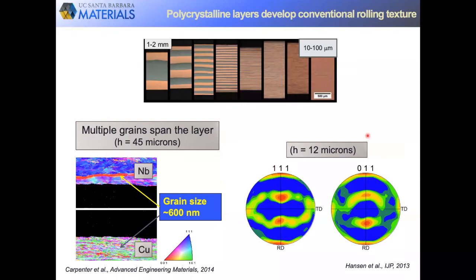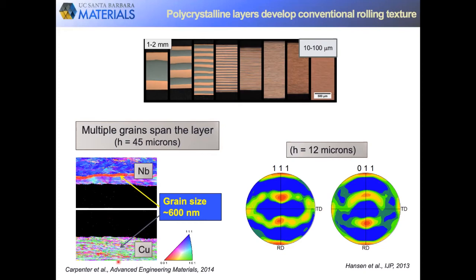So let's look at what happens after 7 passes. After 7 passes, over thousands of percent strain, the individual layer thicknesses have now reduced down to below 100 microns. They still are distinct layers, and within every layer here, we still have multiple grains spanning the layer. For instance, in this case where this individual layer thickness is 45 microns, we can make out grain sizes that are ultra fine scale, 600 nanometers or so.